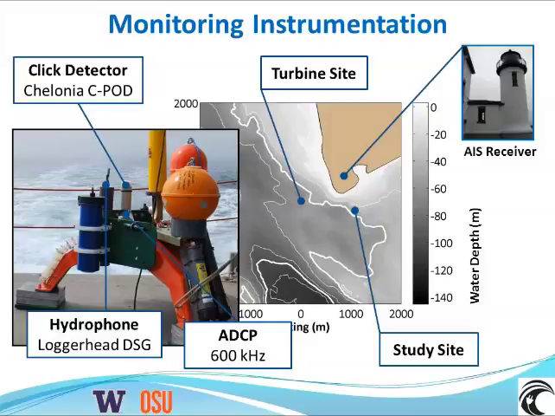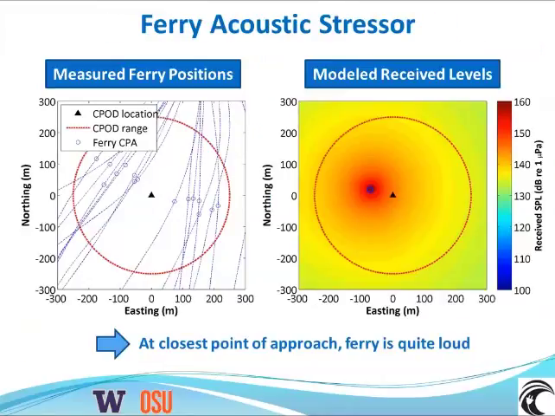And then at the actual study site, we deploy one of the Nemrik Sea Spiders. This one is equipped with an ADCP to monitor the currents at that location, a Chelonia CPOD to monitor porpoise echolocation activity, and a broadband hydrophone to monitor ambient noise levels and also develop some information about the source level associated with the passenger ferry. So next slide.